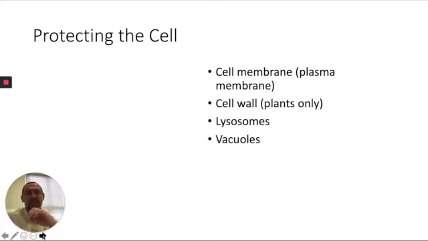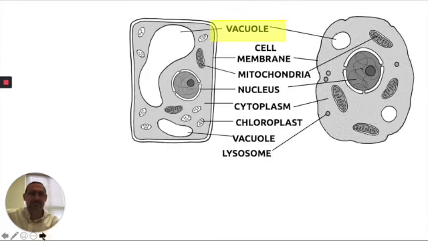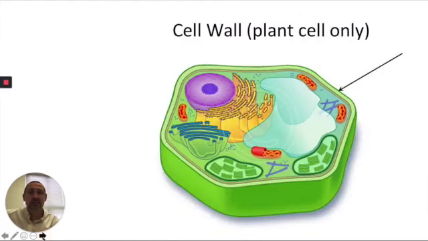Vacuoles also protect the cell, but because they store things. So they store water or they store food resources, so that's protecting the cell whenever the cell's in adverse conditions. Here's a picture of a vacuole. You can notice the difference between a plant cell vacuole and an animal cell vacuole. The plant cell vacuole is very large compared to an animal cell vacuole.